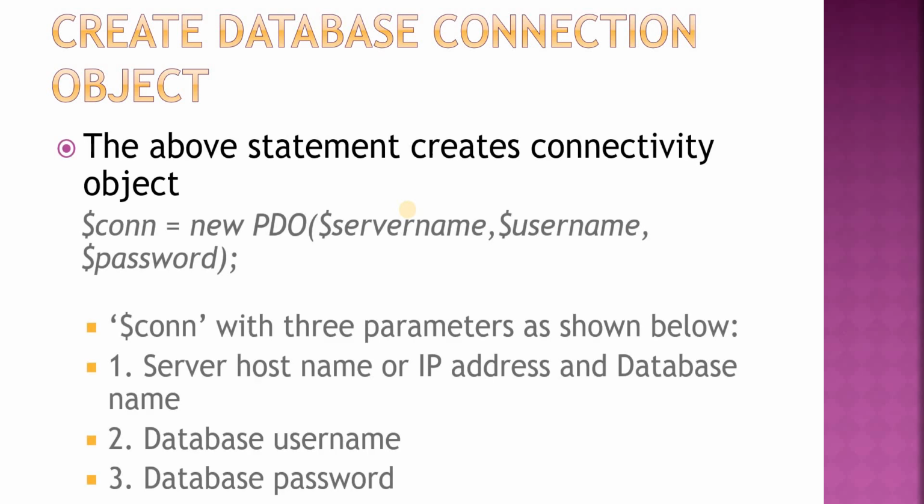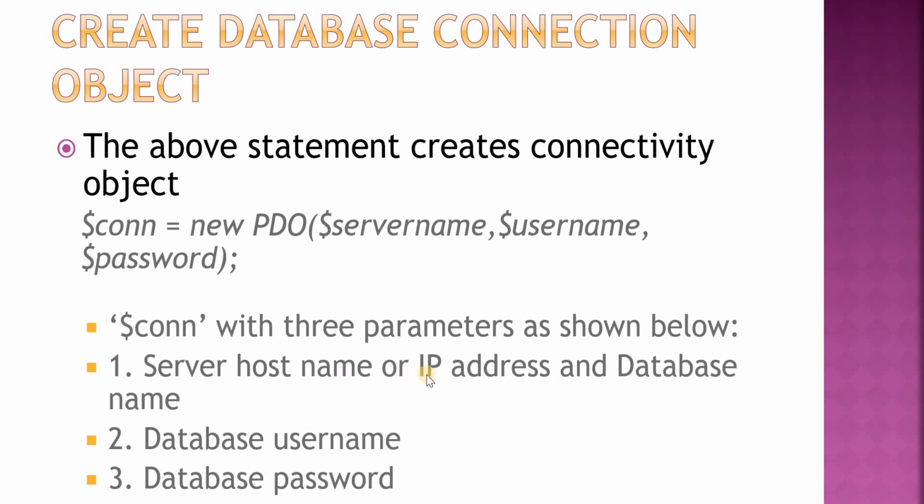Create database connection object. We have already seen how we can create a connection object. Let us look one more time. So the statement over here, $con equal to new PDO, server name, username, password. This statement is going to create a new database connection. The $con is just a variable, it can be any name. It has 3 different parameters. That means 3 values are required.